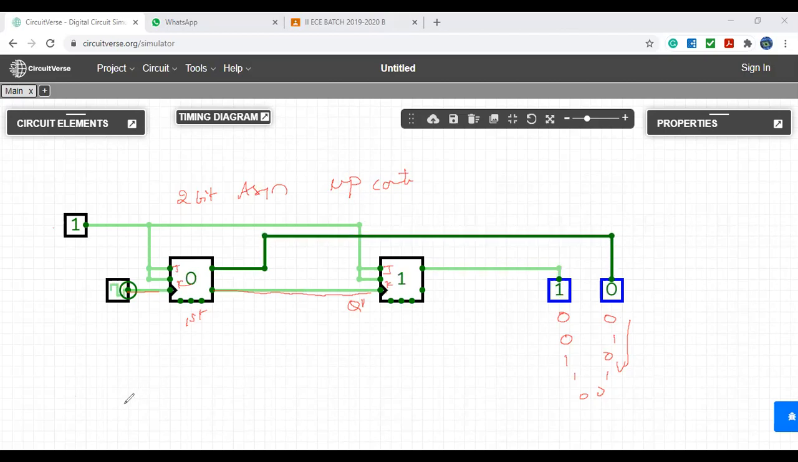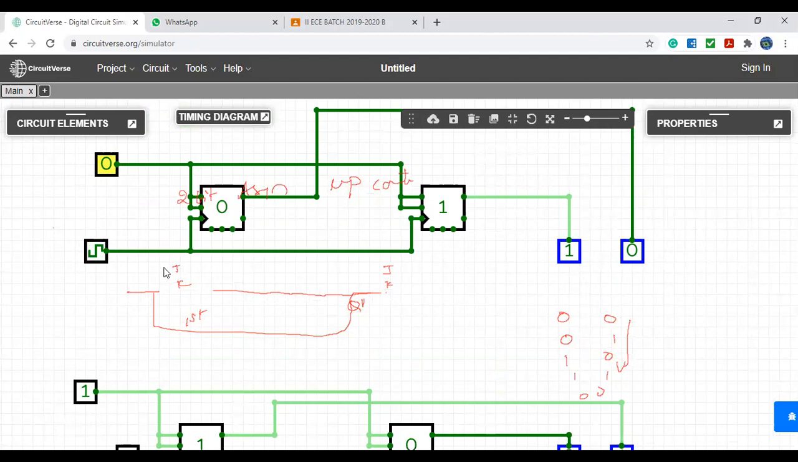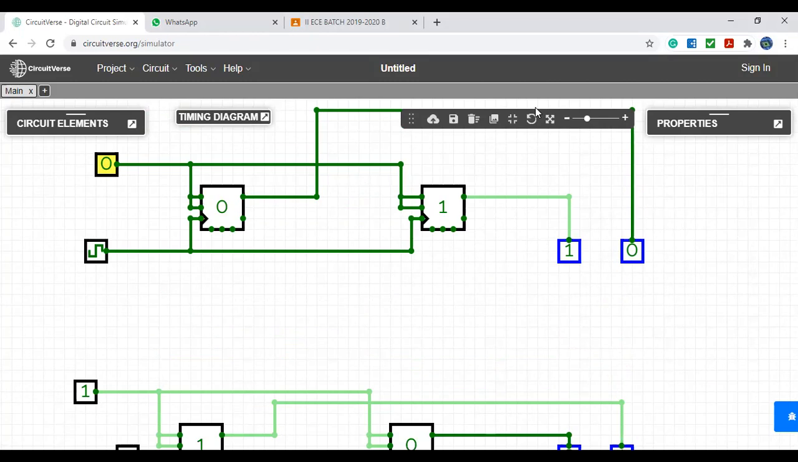This is the asynchronous counter. For a synchronous counter, the clock signal will be the same. So now I am taking the same clock signal for both flip-flops. And for J and K, I am always giving 1.